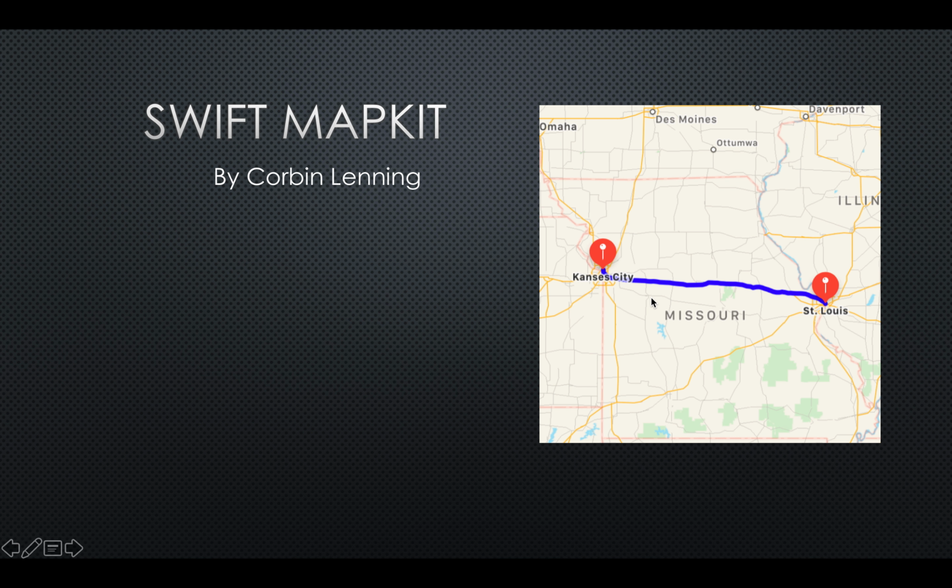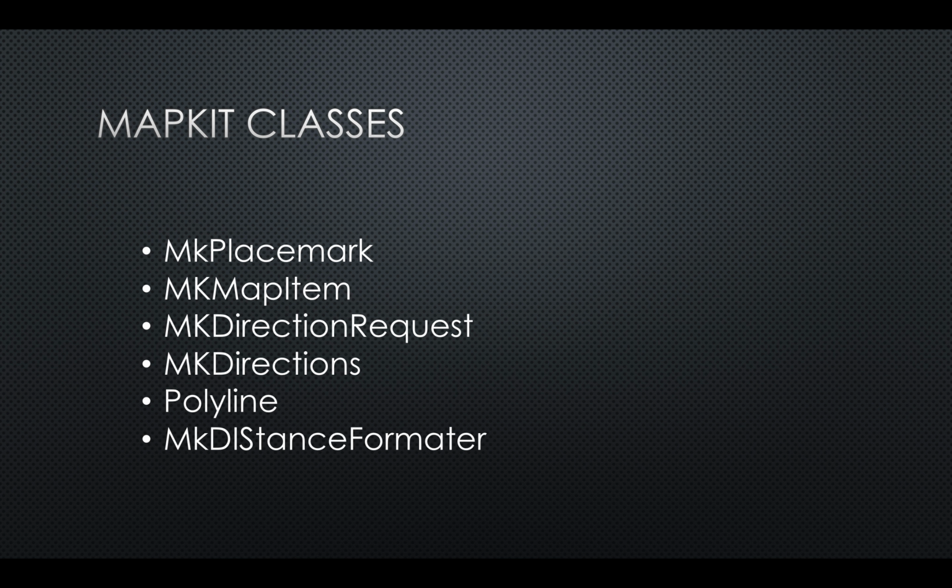Here in the picture, we see a two-point location, St. Louis and Kansas City, and we have an actual direction route drawn there on the blue line. So we're going to learn a little bit more about how to do this. First, we're going to talk about these different classes or implementations that we need to work with in order to get that to appear.